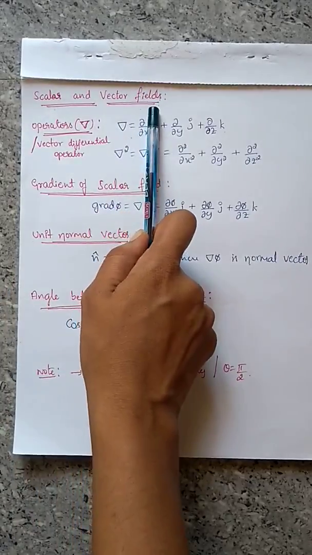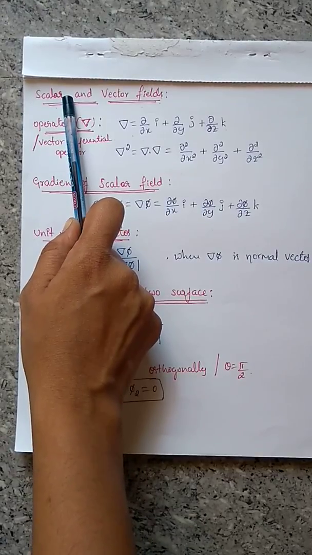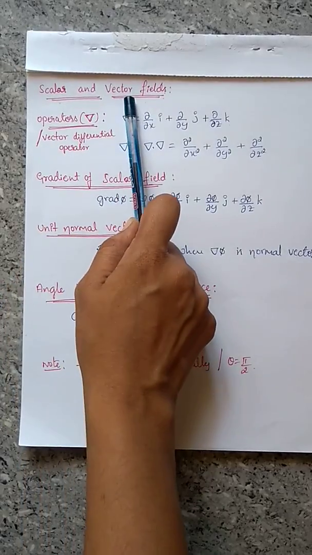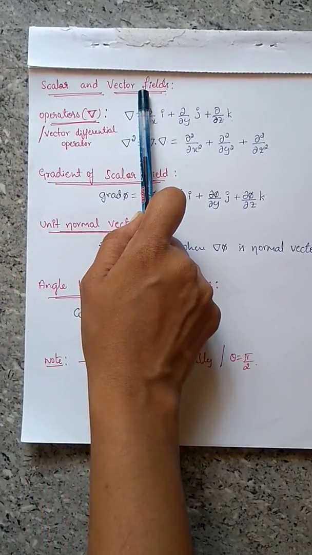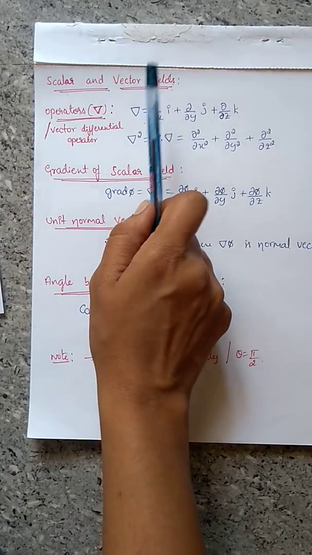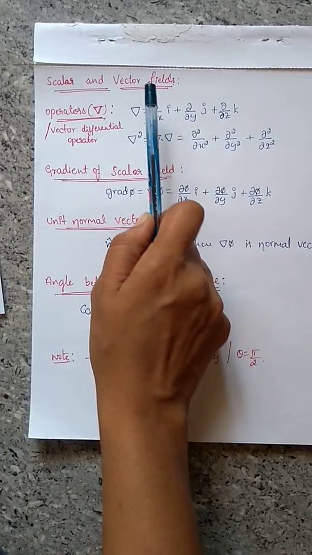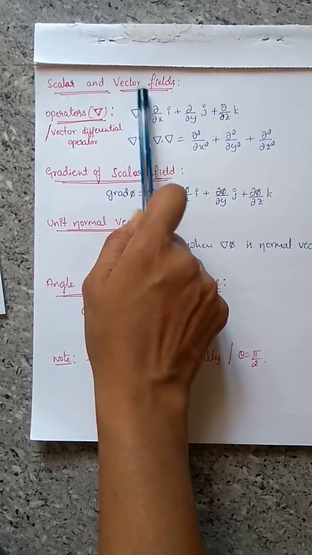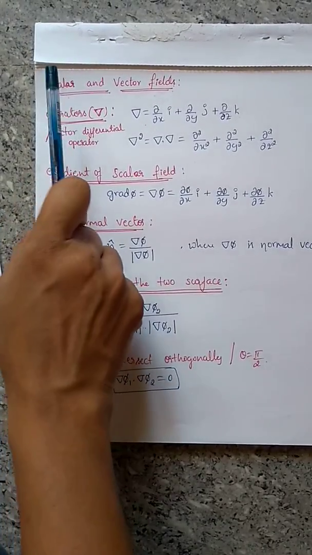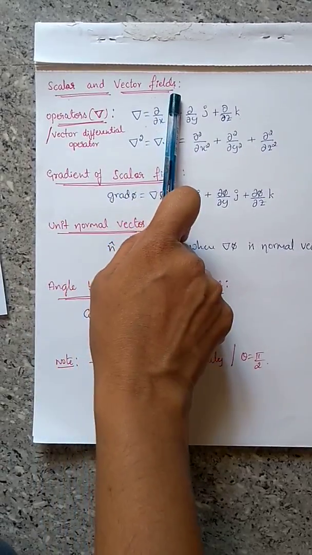A scalar field is something that has a particular value at every point in space. A vector field is the same as a scalar field, except that instead of only having a value at every point in space, it has a value and direction at every point in space. Okay, these are a scalar field and a vector field.